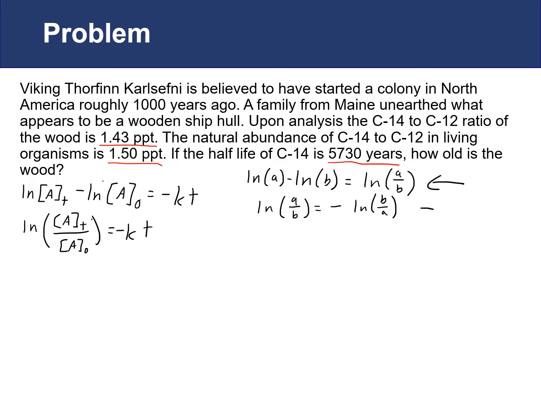We can now use our second rule to get rid of the negative sign on the right-hand side. So the natural log of our concentration A naught over concentration of A at time t is equal to kt. If we're interested ultimately in the time, we could divide both sides by k, and we get an equation for our time. So the length of time that something has been undergoing radioactive decay is equal to our expression on the left-hand side. The problem we have is we don't know what our rate constant is.